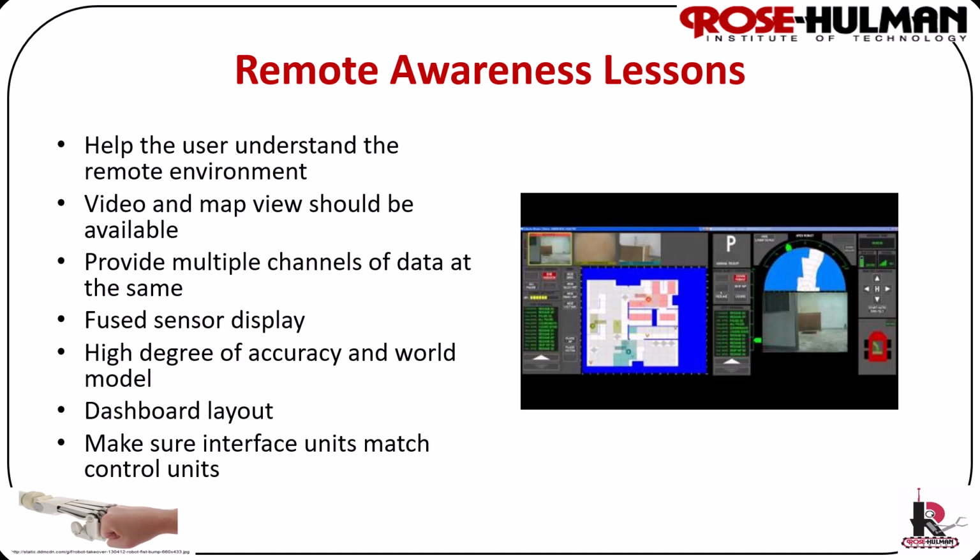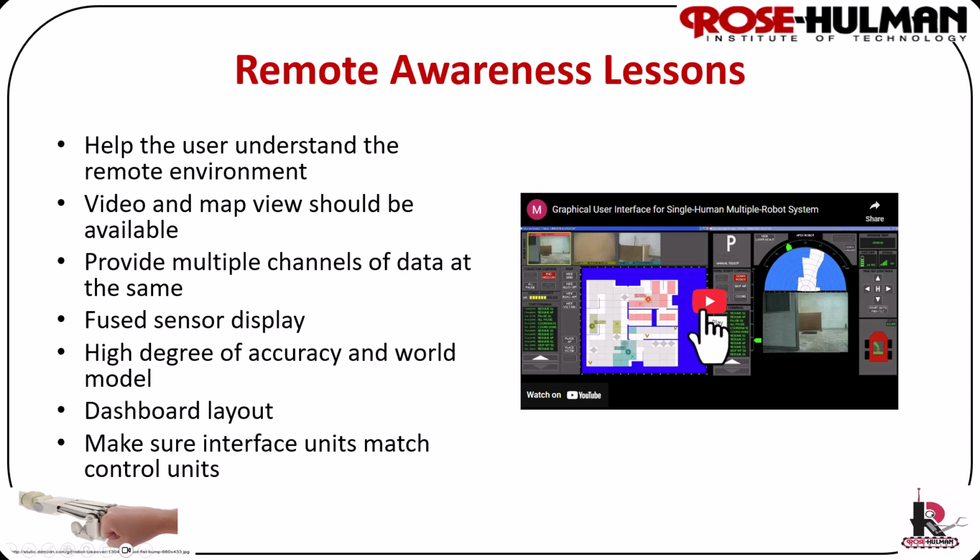So remote awareness lessons help the user understand the remote environment. The video and map view should be available. Provide multiple channels of data at the same time. Fusing sensor data on the display may be helpful, such as having camera, IR, laser, and sonar to give distance information. Have a high degree of accuracy in the world model. Have a dashboard layout that is easy to follow and understand. And make sure interface units match control units.